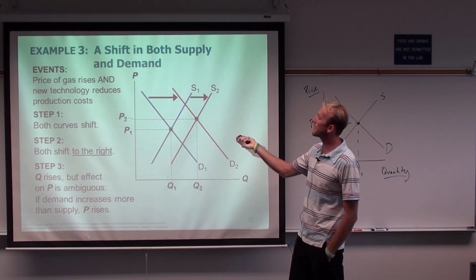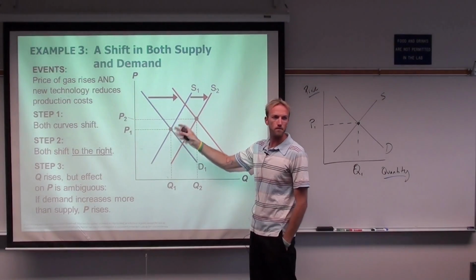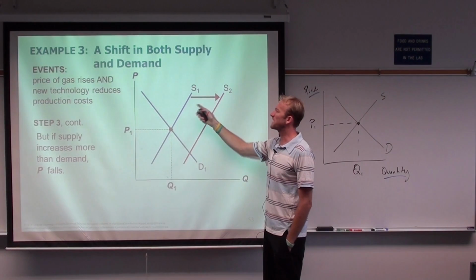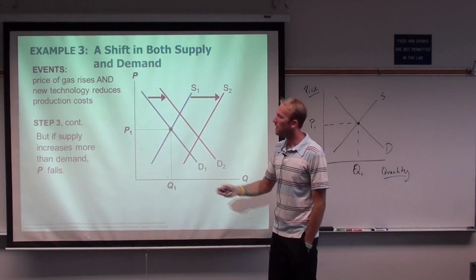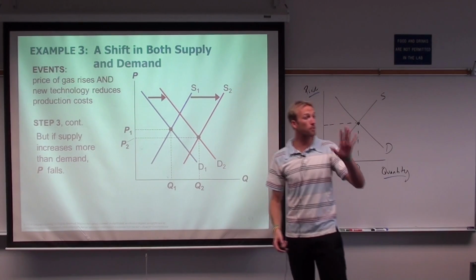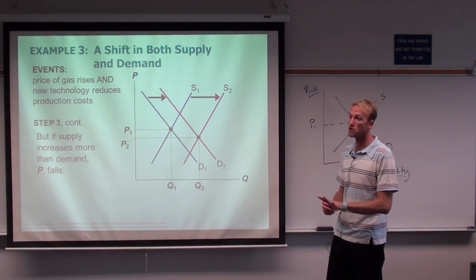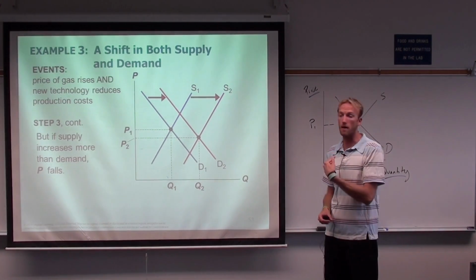If I draw it where demand is coming out a lot, well, then there's a lot of demanders, so the price is going to go up. If I draw it where supply is going out a lot, meaning it's getting way cheaper to make the hybrid cars and not that many more people want to buy them, the price is going to go down, right? So the effect on price is called ambiguous. That means we're not sure. The effect on quantity is not ambiguous. We know for sure it goes up.